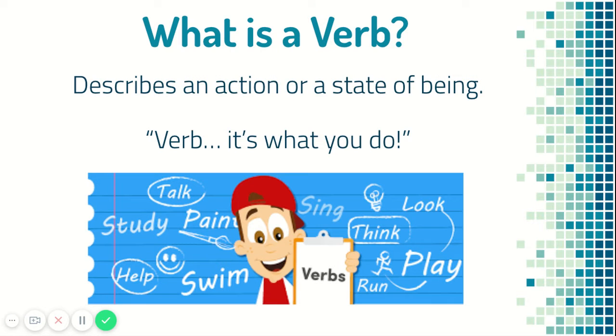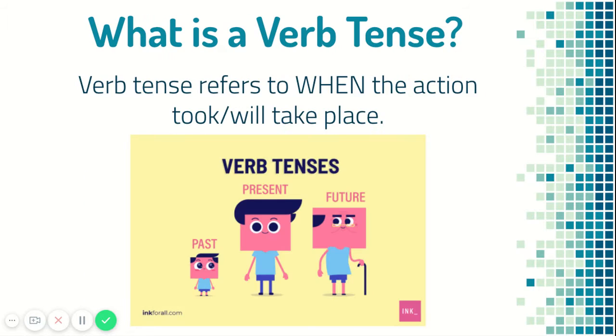A verb is any word that describes an action or a state of being. I always remember it as verb: it's what you do. It's an action, okay? I think, I painted, I studied, I will study, I looked, I sing, I jumped, I swam, okay? These are all things that you are doing.